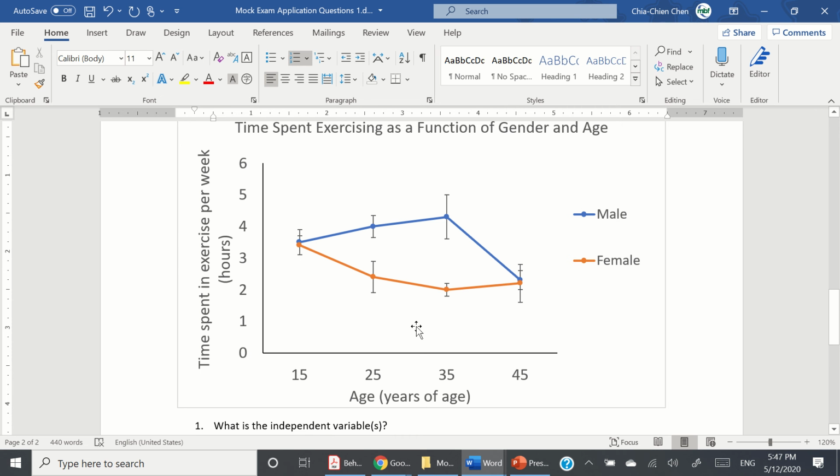Okay, at 25 years, yes, we see a difference. Males spend significantly more time than females exercising. And same thing at 35 years of age, males spend significantly more time than females exercising. Now, at 45 years of age, this is no longer true. Male and female spend exactly the same amount of time exercising.